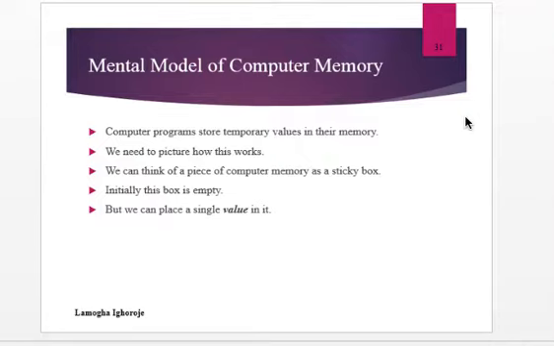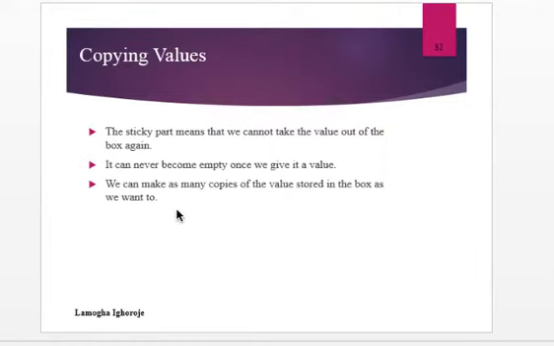Computer programs normally store temporary values in their memory. You give it a value, and it stores the value temporarily in memory. So we need a picture. Think of the computer memory as a sticky box. Initially, the box is totally empty. Now we place a value in the box, and the box is no longer empty. It's a sticky box.